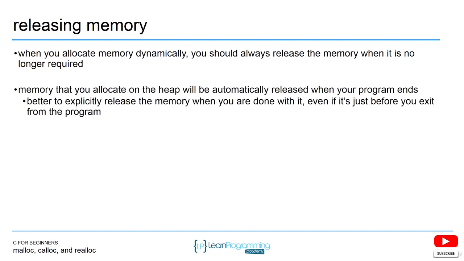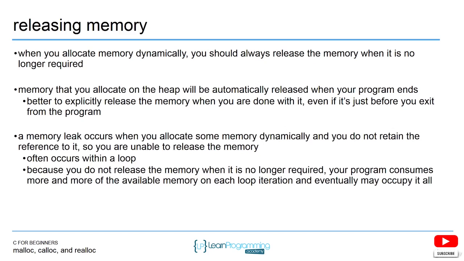Memory that you allocate on the heap will be automatically released when your program exits, which is good because it does do some cleanup. But it's much better to explicitly release the memory when you're done with it, even if it's just before you exit. It's cleaner. Always free, or always release the memory after you allocate it. You want to follow this rule. This is a stringent, strict rule. Always release memory if you allocate it.